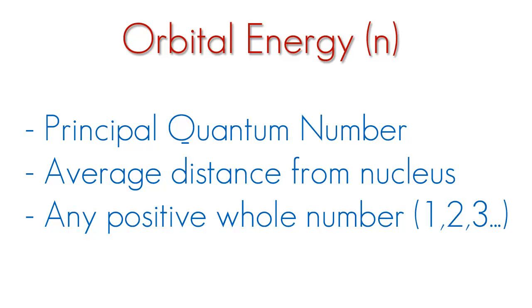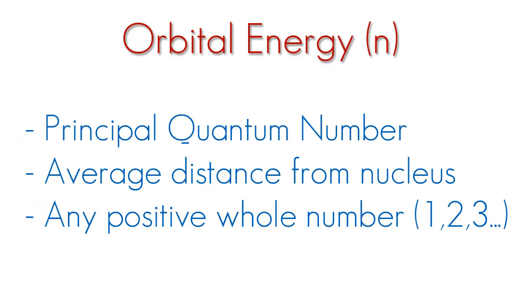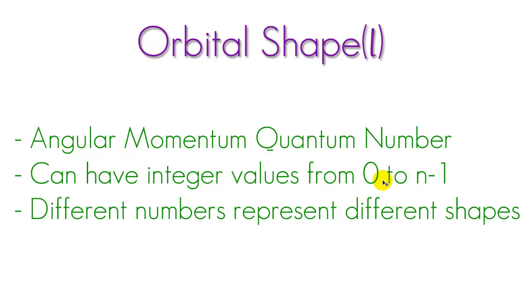So now that we understand n, let's talk about L, the orbital's shape. Technically this one is called the angular momentum quantum number, but I'm just going to say L equals orbital's shape. Basically the value you can have for L goes up to n minus 1. So say for example your n was 4. According to this equation, it can be n minus 1, so 4 minus 1 is 3. So L can be equal to 0, 1, 2, or 3.